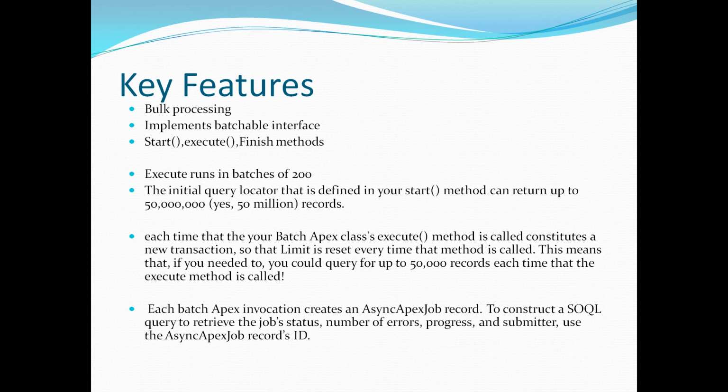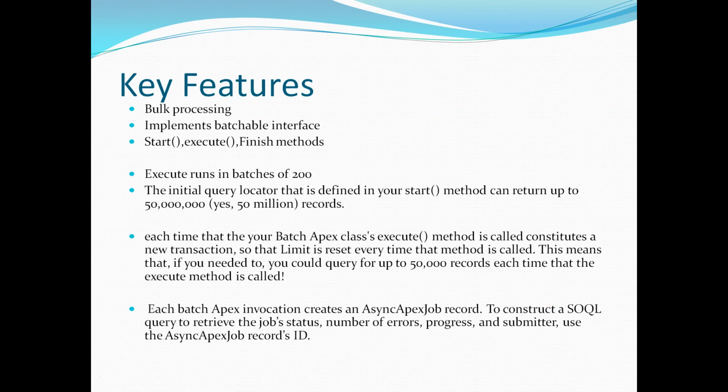You can do bulk processing. You can implement the batchable interface. Now, we had a limit of 10,000 SOQL records to be fetched. Suppose you want to create batch jobs and fetch data. You can use up to 50 million records using batch Apex. So you can do bulk processing. You can implement something called a batchable interface. Then you have a start, execute, finish method.